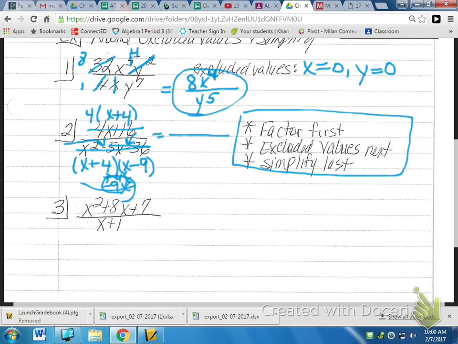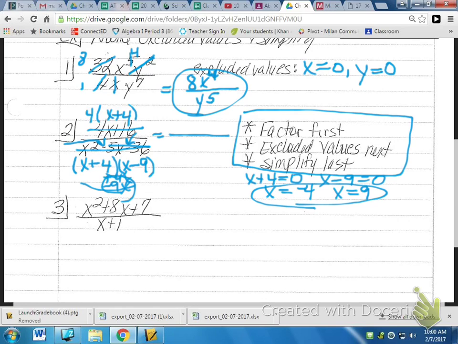Okay, excluded values. What are the two values that x shouldn't be? So you should do this. You should say x plus 4 equals 0 and x minus 9 equals 0. Each factor in the denominator needs to be set equal to 0. So x is negative 4 and x is positive 9. Those are my excluded values.